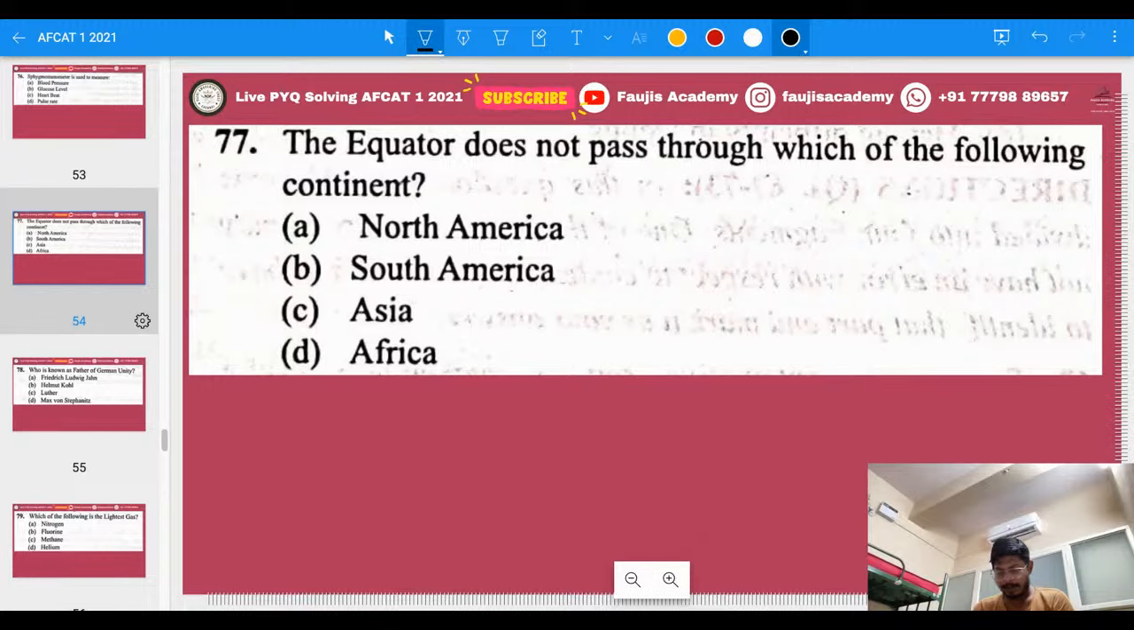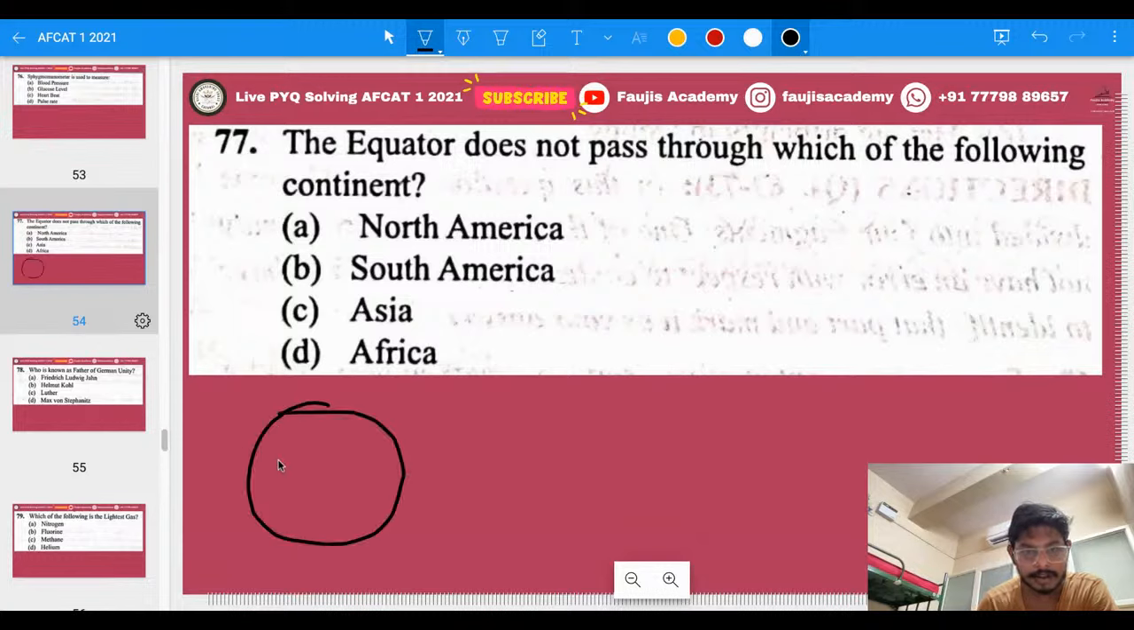Yeah, guys, what do you guys think about this GK? These are damn easy questions. Okay, equator. Which continent does the equator not pass through? Equator is what? 0 degree, right? North America and South America. It does pass through Asia. Asia is over here. It doesn't pass through Australia and New Zealand, which is over here.